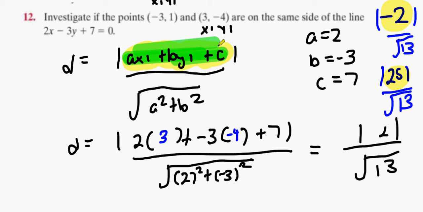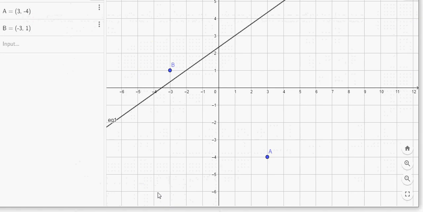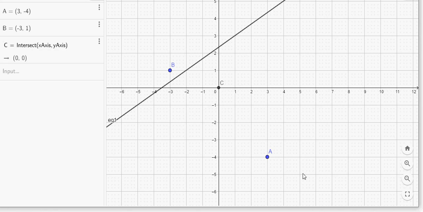Now, let's test our theory one more time. I'm going to pick another point, a really easy point: 0, 0. Which side is 0, 0 on? It's on the same side as 3 minus 4. Does that make sense? So it should have the same sign as 3 minus 4. Does that make sense as well? Let's test out our theory.